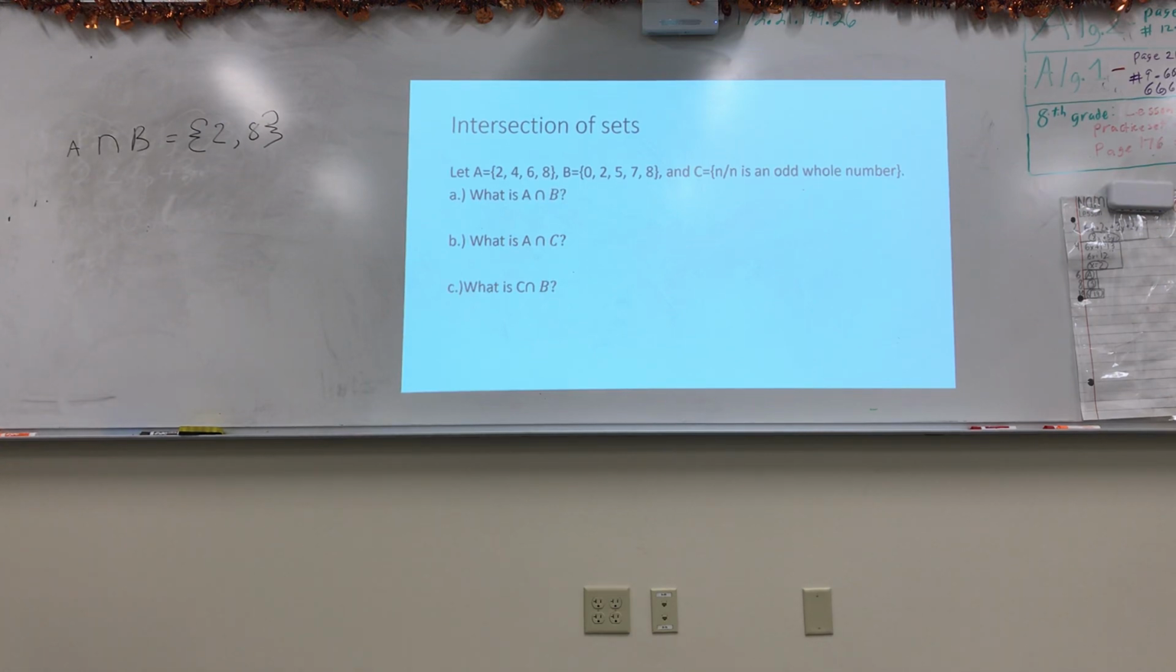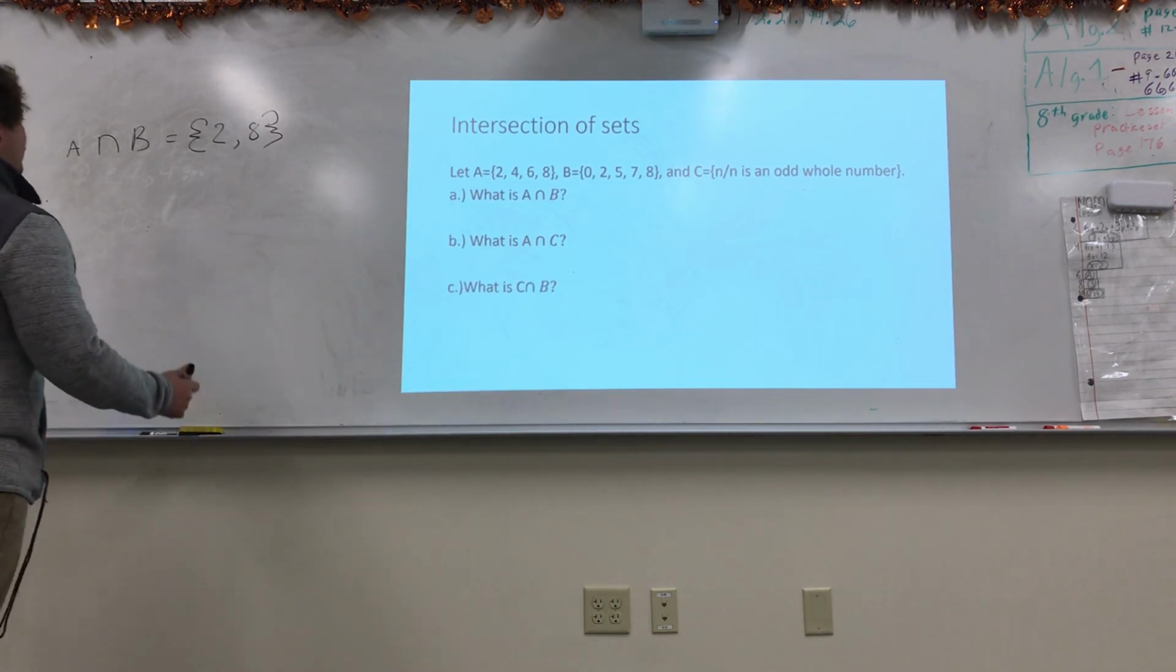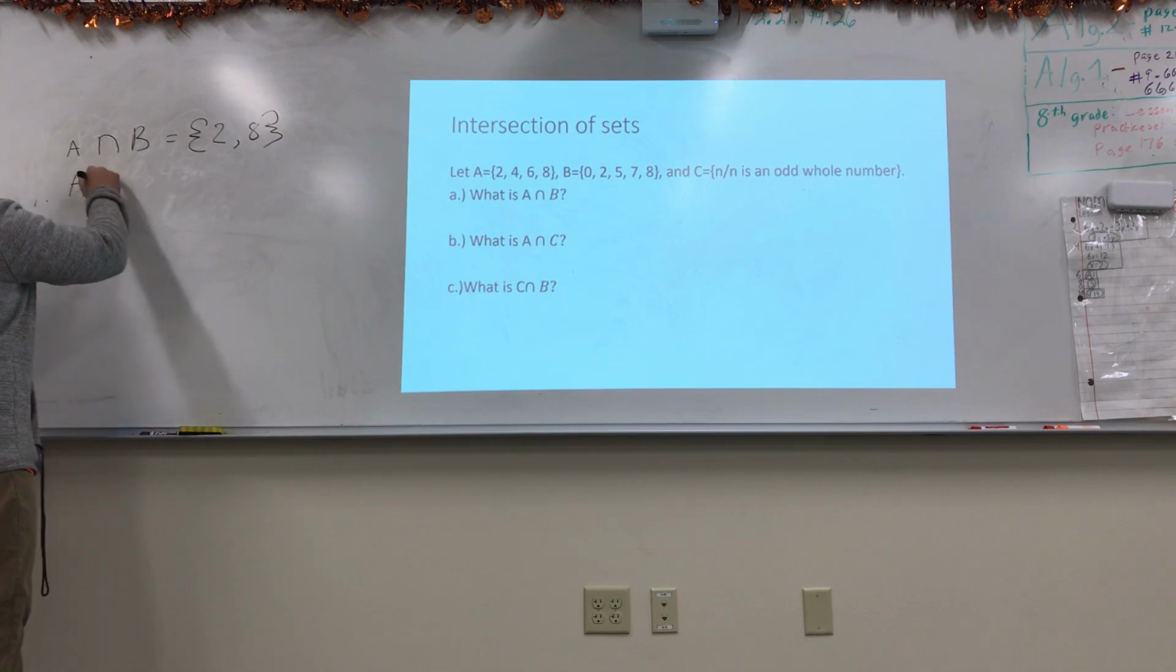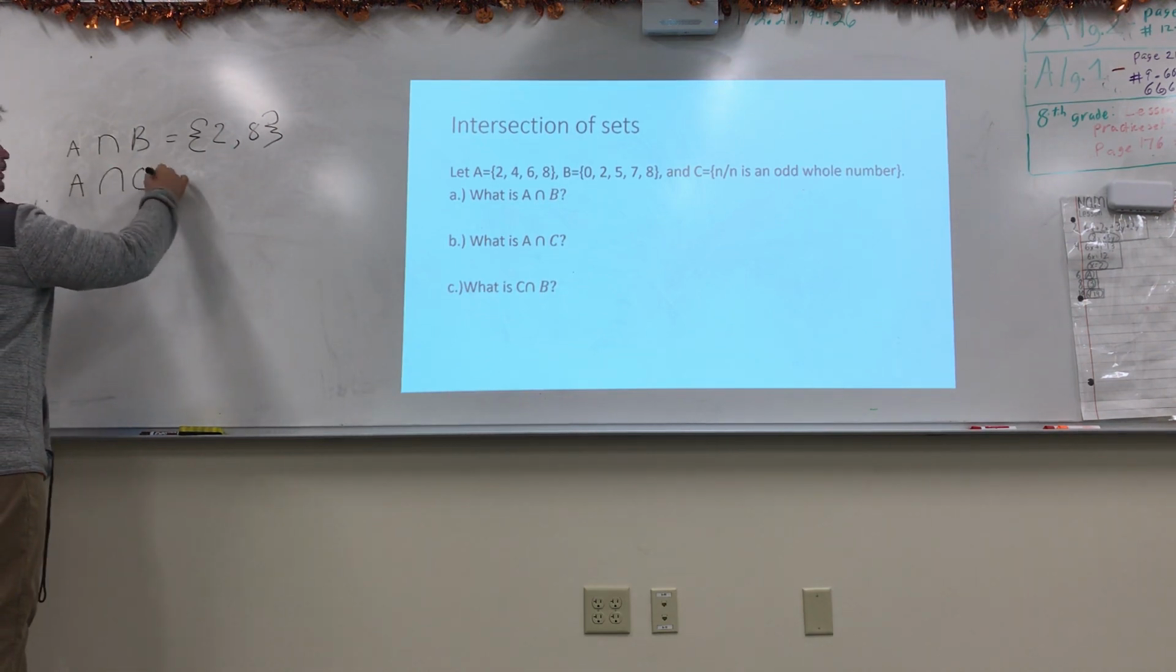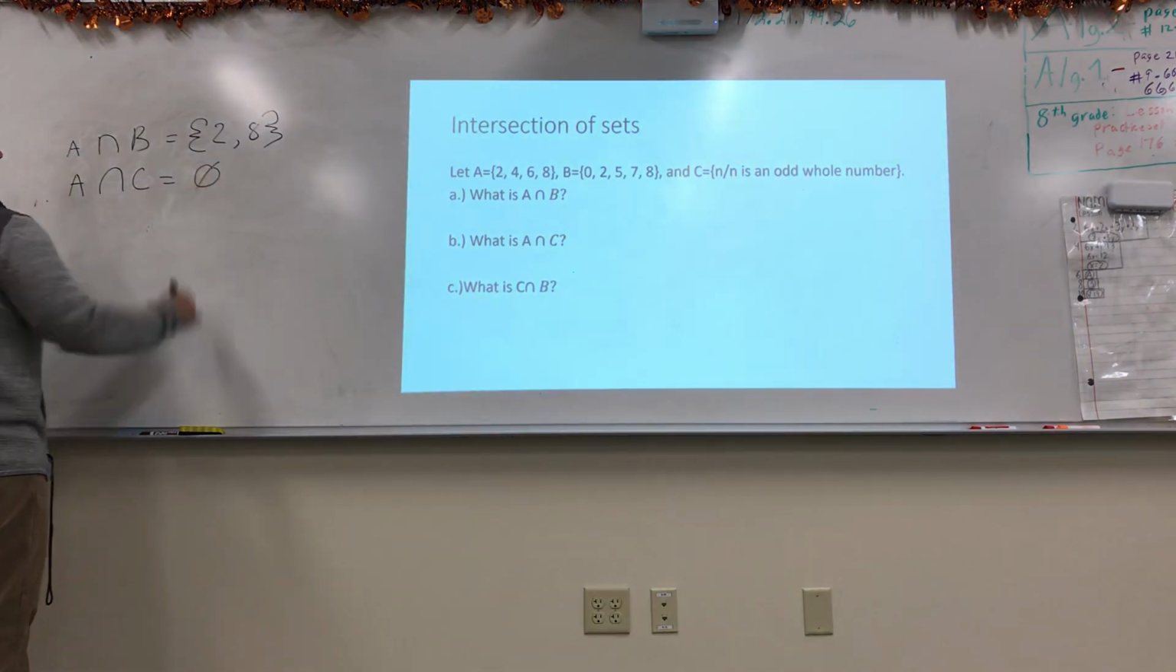Okay? Now you have A intersects C. C is odd whole numbers. Well, your odd whole numbers are going to be 1, 3, 5, 7. Okay? So at that point, I don't think there's actually one that works, because A is all even numbers, and we want odd. So A intersects C is going to be, there is no set.